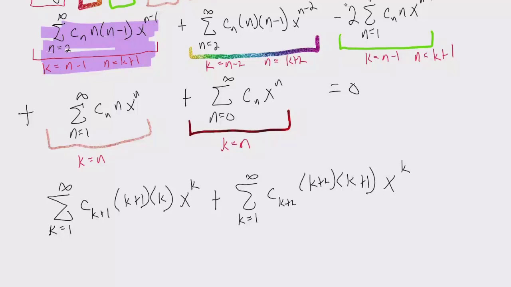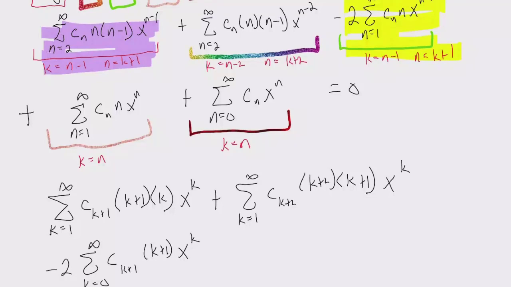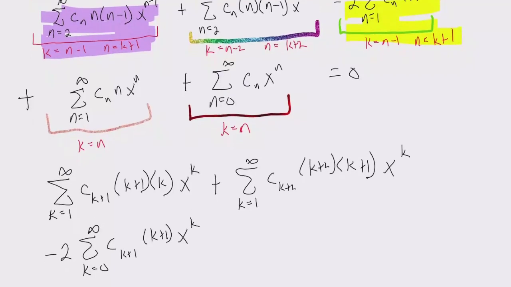So I'm going to look at this term right here. So that's minus 2. And all right, so what's k going to equal here? If I evaluate 1 for n, that's 1 minus 1. So k equals 0 to infinity, c sub k plus 1 times n, which is k plus 1, times x to the k power. All right, 2 more to go, and then we can have another conversation.